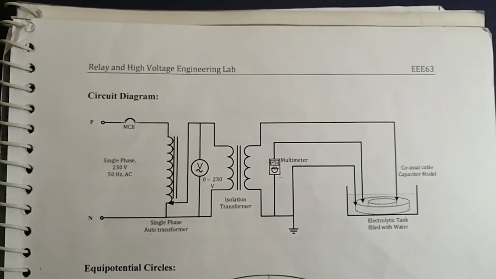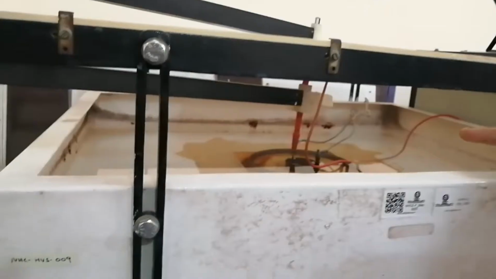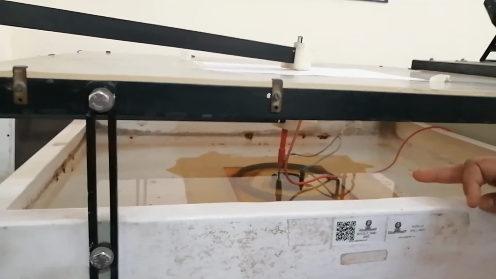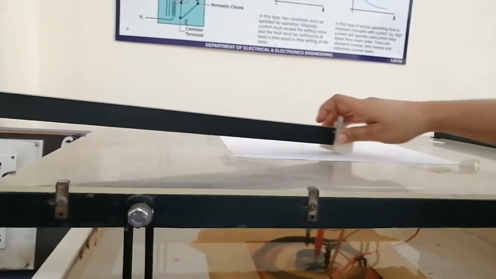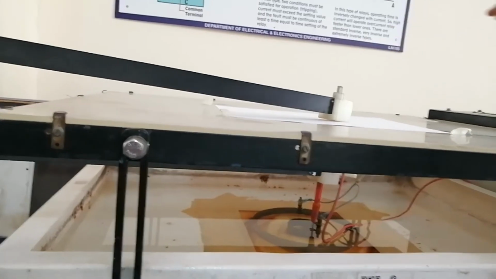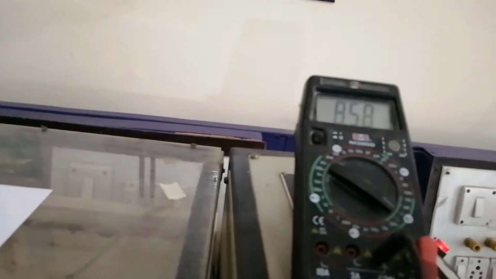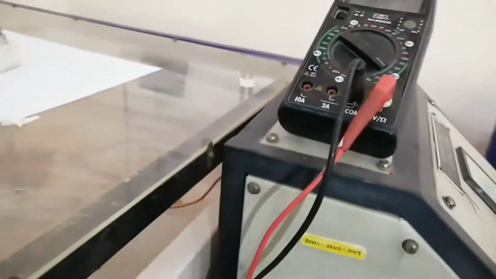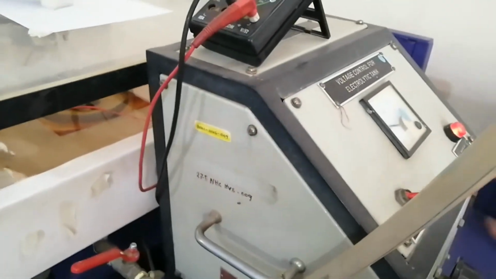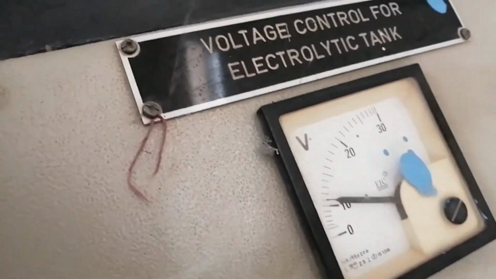Now let us have a look at the conduction part of this experiment. An electrolytic tank filled with water inside, and you have a pantography arrangement. This is called pantography arrangement which can be varied, connected with a multimeter, and this is a voltage control electrolytic tank. It's an isolation transformer tank.